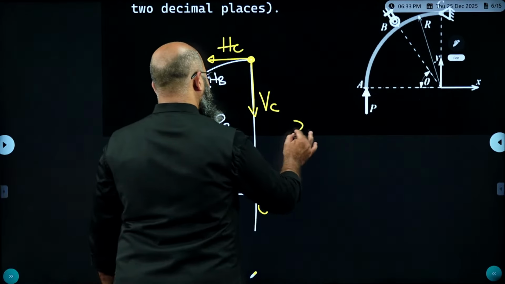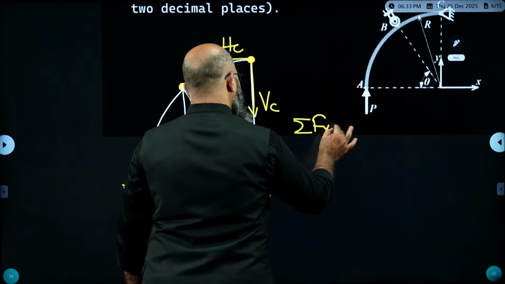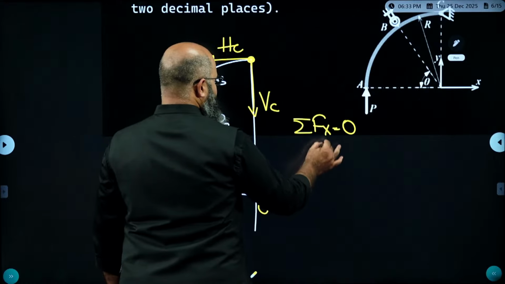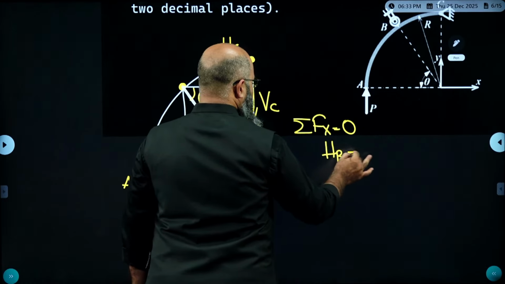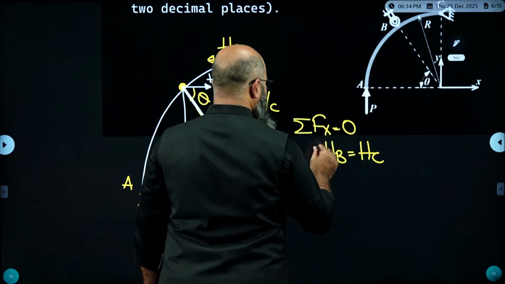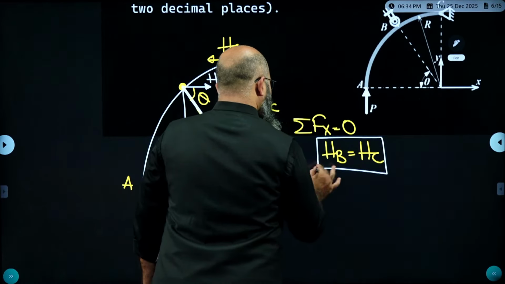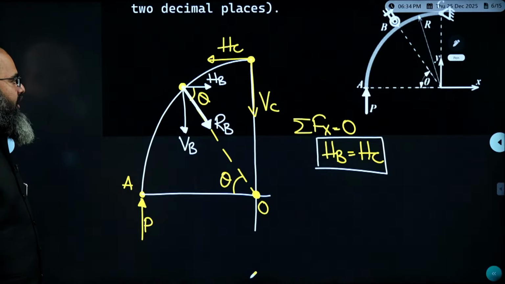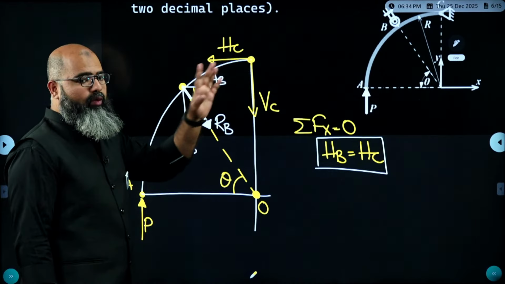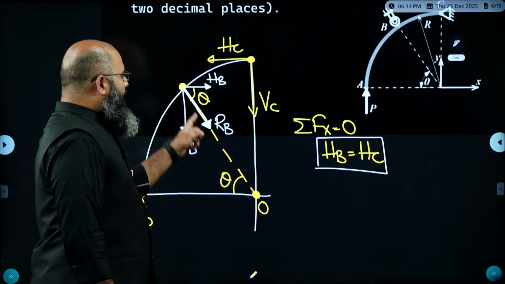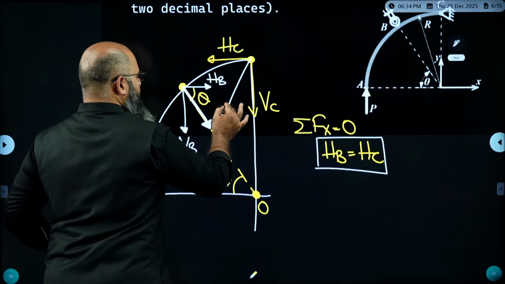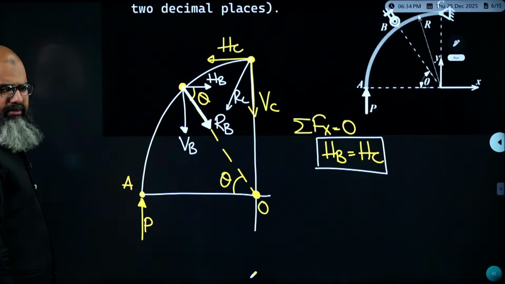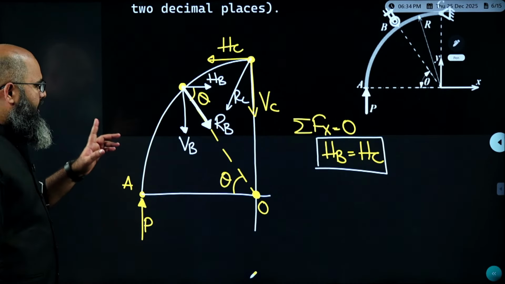I'll first of all start with sigma Fx equal to 0. Sigma Fx equal to 0 says HB is equal to HC. I have an equation over here: HB is equal to HC. One equation is present. Now, one very important statement given in the question was the magnitude of reaction at point B and point C are equal. That means RB and net reaction RC, both of them are equal.